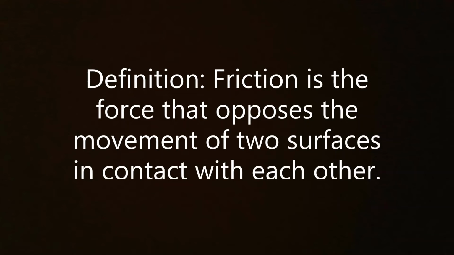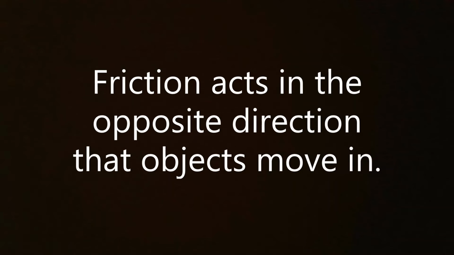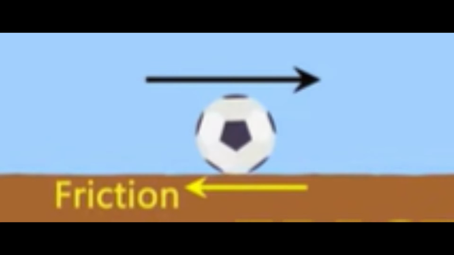Definition wise, friction is the force that opposes the movement of two surfaces in contact with each other. Friction acts in the opposite direction that objects have to move in. For example, if a soccer ball is rolling along the ground, the friction force prevents the soccer ball from rolling endlessly. Friction works against the applied force.